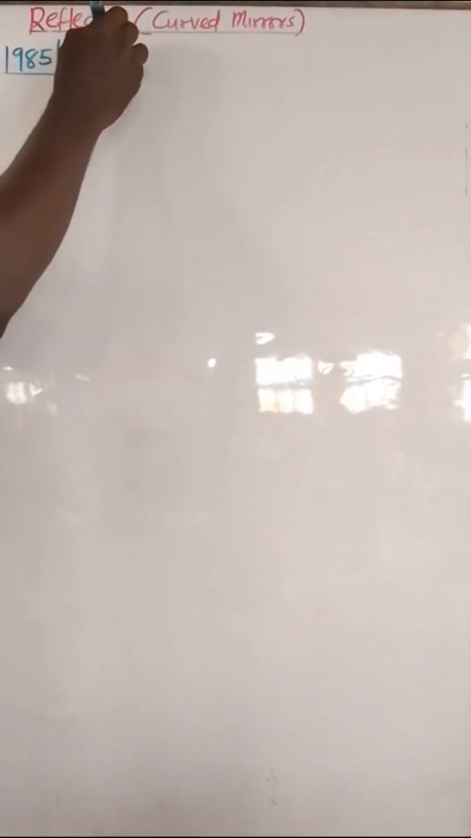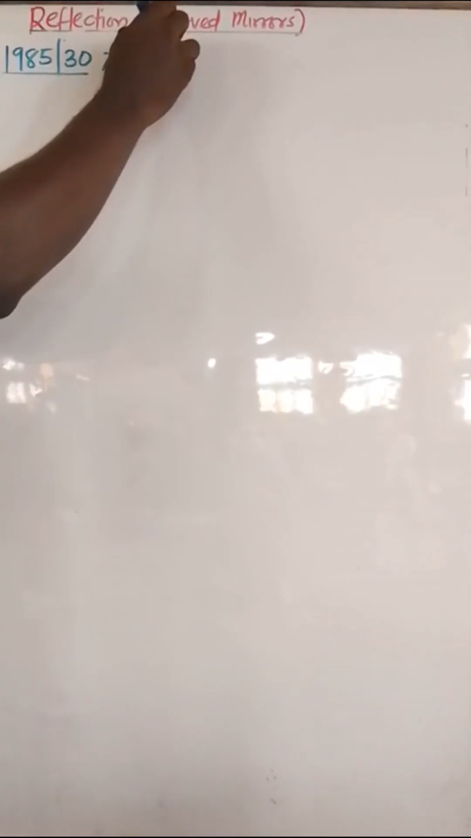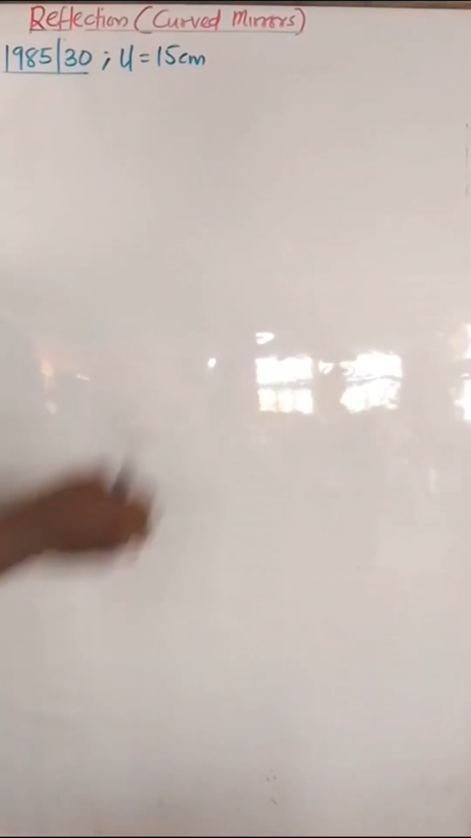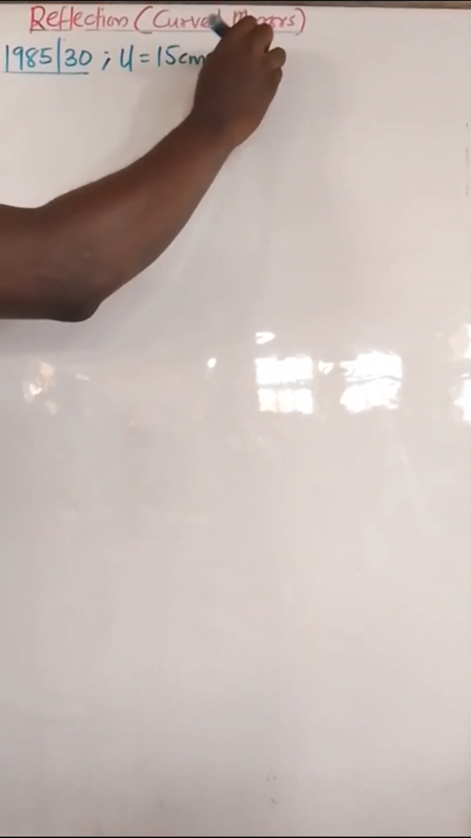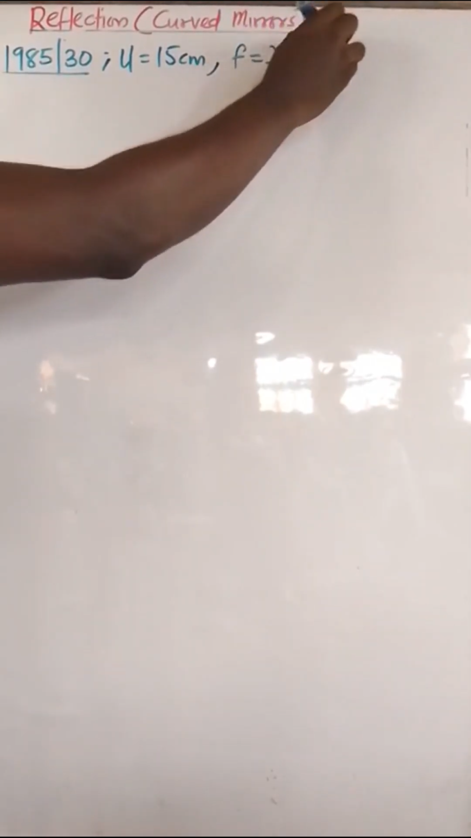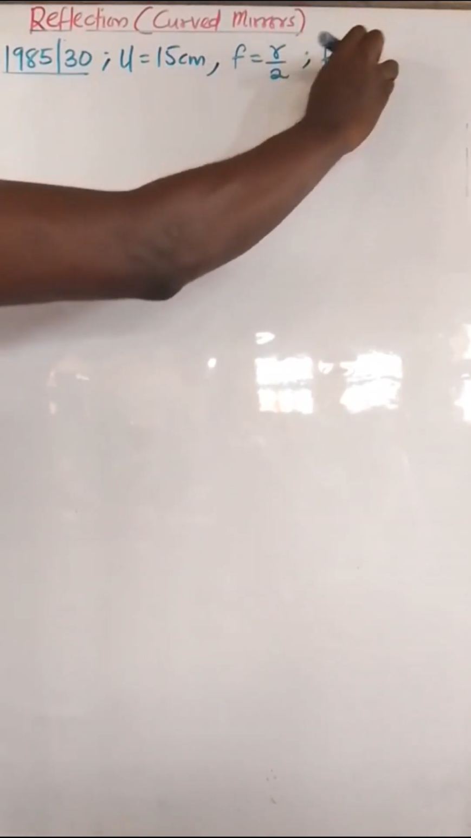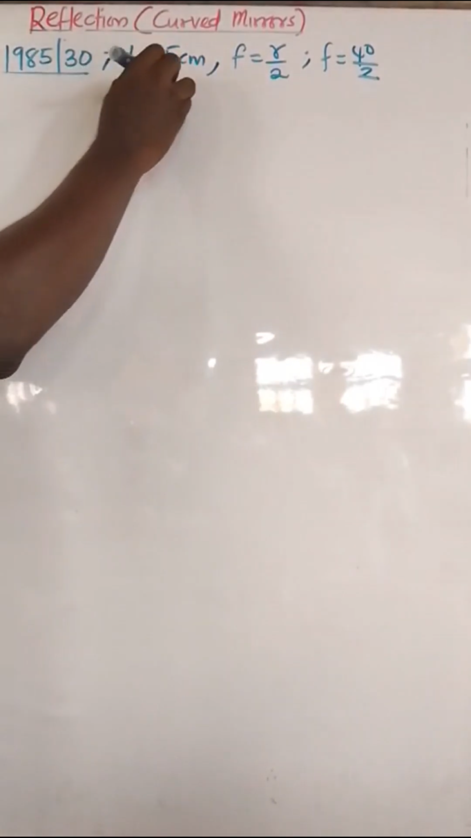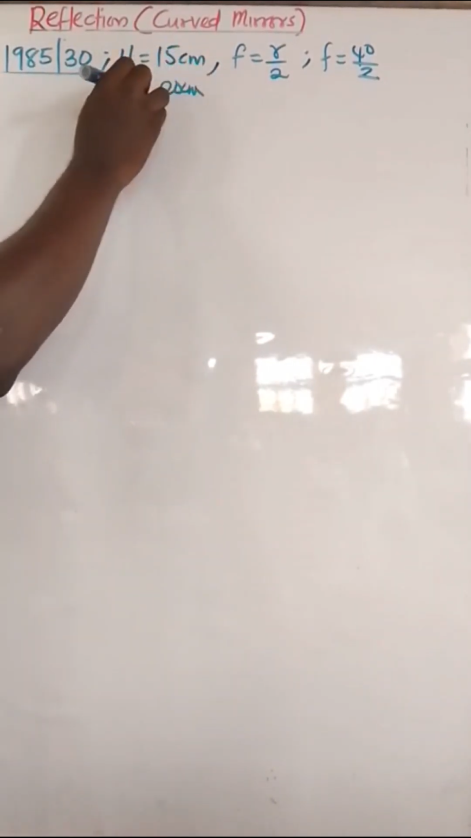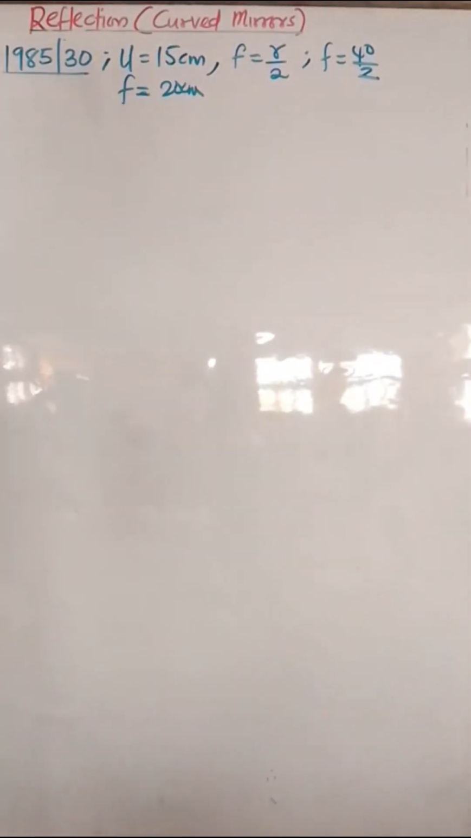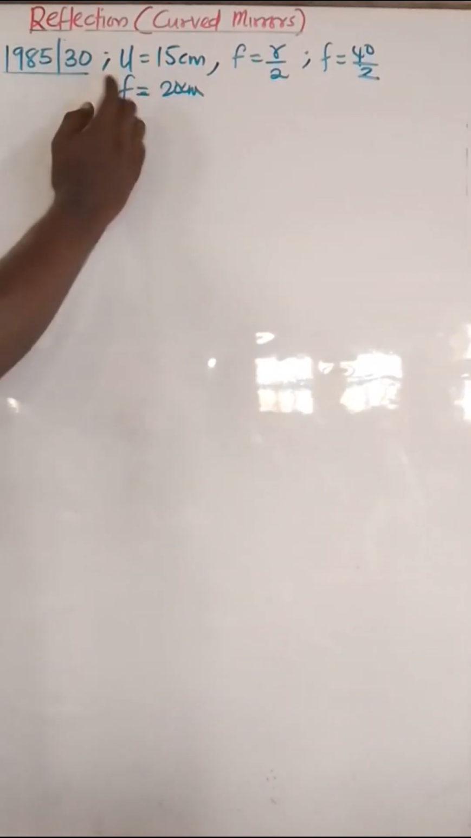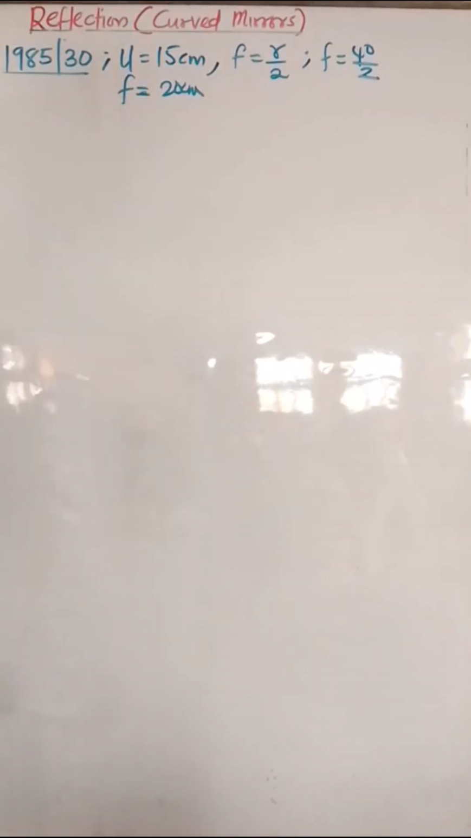1985, question 30. An object is placed 15 centimeters in front of a concave mirror of radius 40 centimeters. All we need is F, not R. Since R is 40, our F is 40 over 2. So we are given a focal length of 20 centimeters. The image formed is... First, let's look at this. The image is between F and C actually.